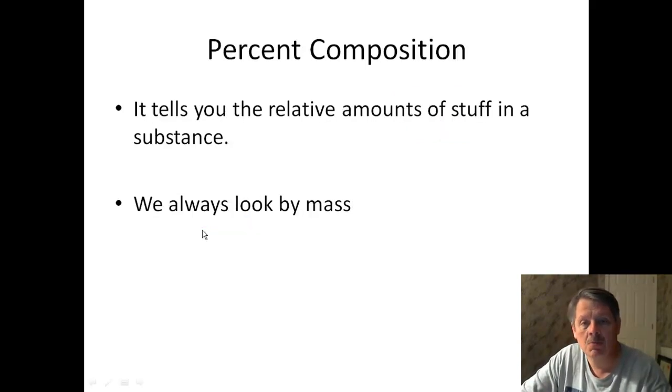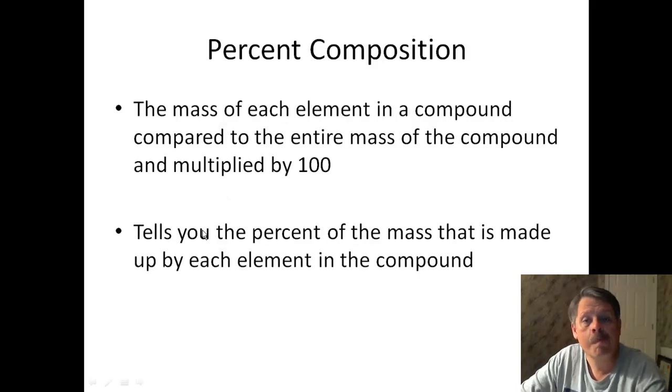Okay? So, let's start with percent composition. Percent composition tells you the relative amounts of stuff in a substance. And we always look by mass. So you might want to write that down. It always tells you the relative amounts of stuff in a substance, and we always do it by mass. So percent composition is the mass of each element in the compound compared to the entire mass of the compound, multiplied by 100. Again, probably should write that down. Essentially, it tells you the percent of the mass that's made up by each element in the compound. That kind of makes sense.